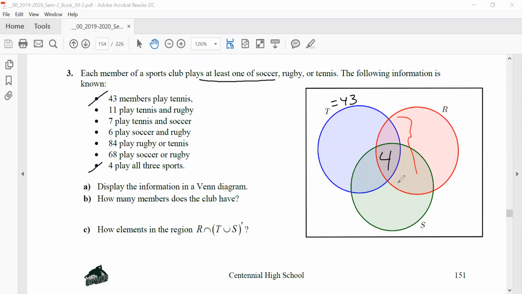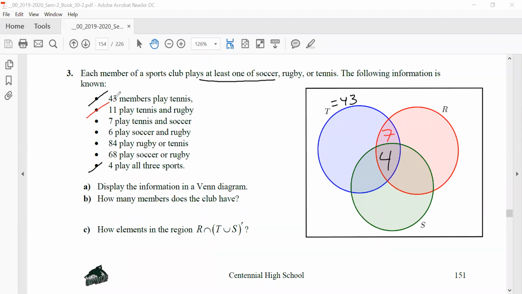What I know is there's 11 people who do tennis and rugby. Well, if 4 of them do both, guess what? That means 11 minus 4 is 7. There's 7 people who do tennis and rugby only. Okay, so that is the number one mistake.